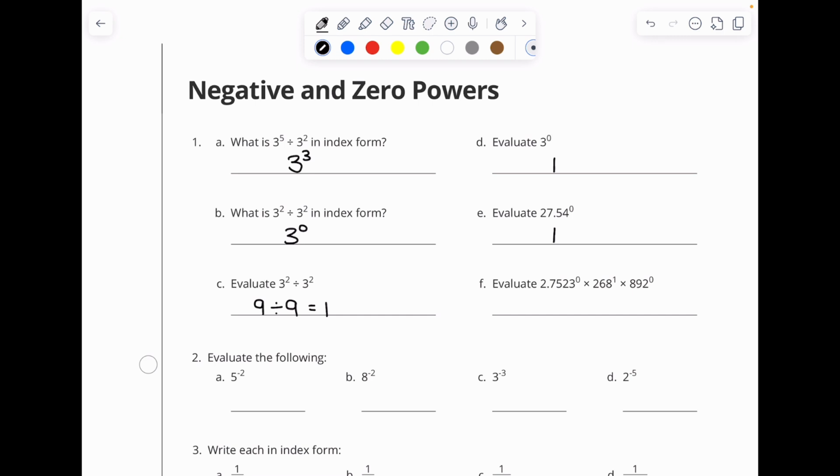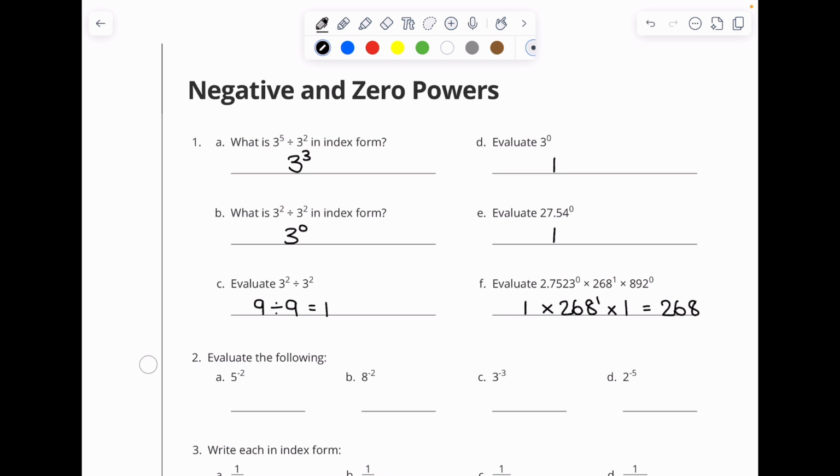So using that rule that anything to the power of 0 is 1, we're going to be able to simplify down the next question. That makes the question 1 multiplied by 268 to the 1 multiplied by 1. So that becomes 268.